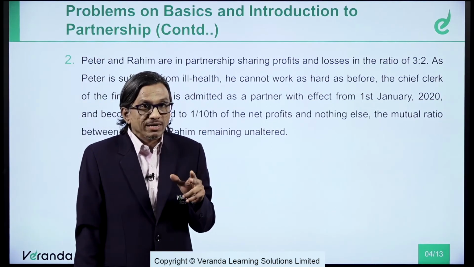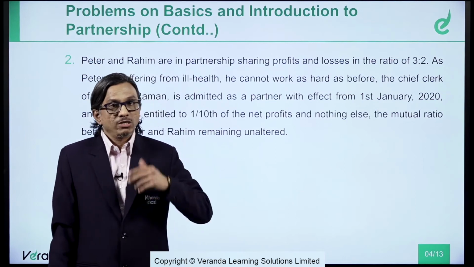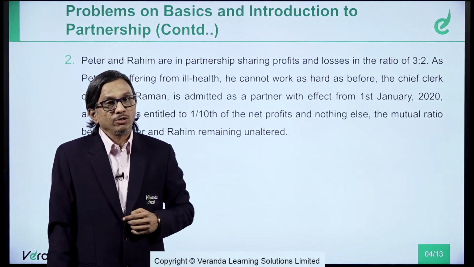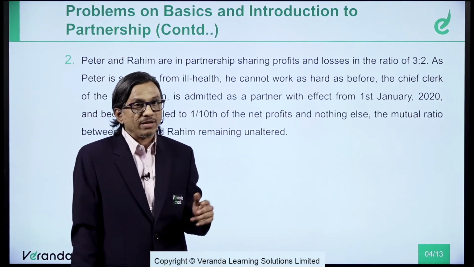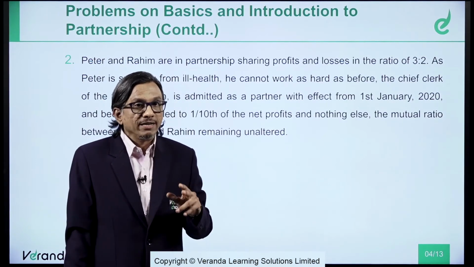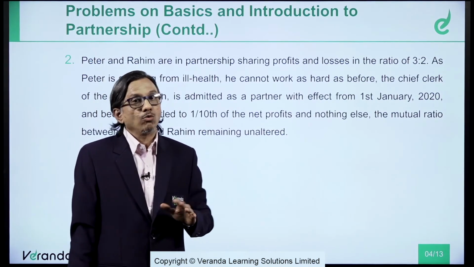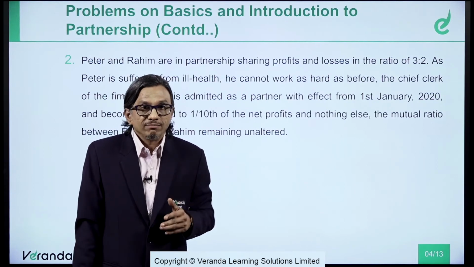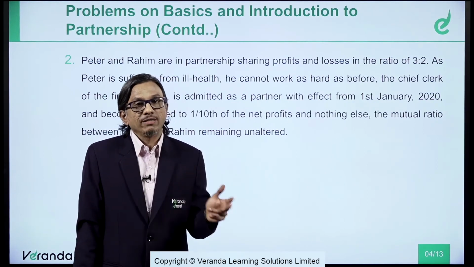So 2 partners were there, they are admitting a new partner. Why? Because one partner is getting old and is not able to work as hard as before. They are adding a new partner and he will be getting 1/10 of the profits in the future. He won't get anything else. But earlier, Mr. Raman was an employee in the firm.